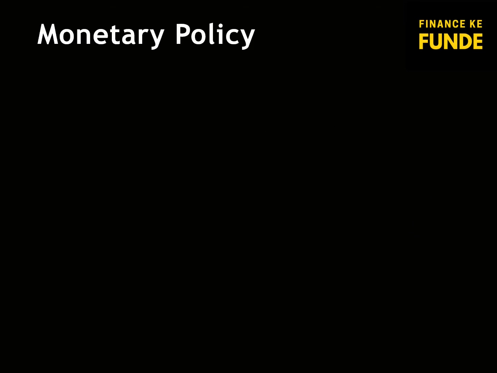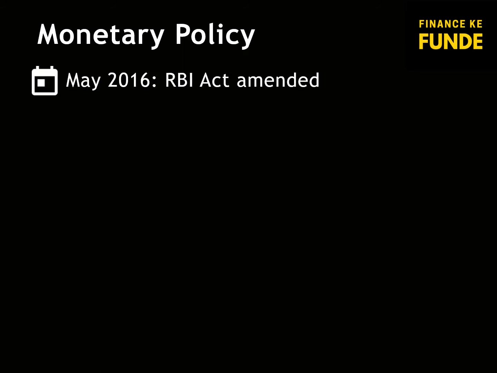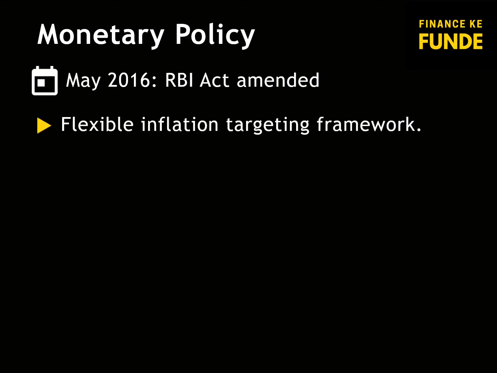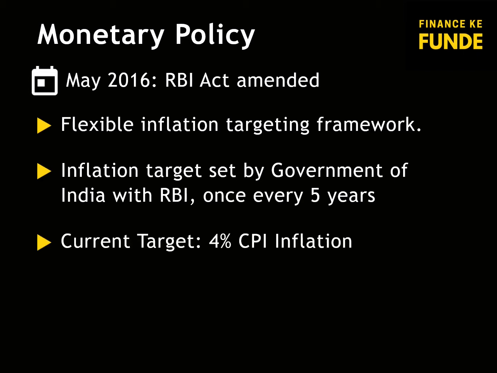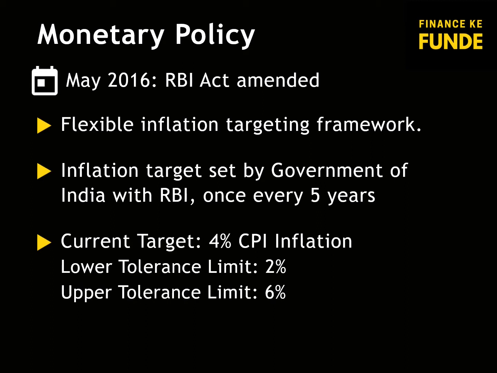How did the monetary policy as we see it today come into existence? In May 2016, RBI Act was amended to provide for flexible inflation targeting framework. The inflation target is set by the government in consultation with RBI once every 5 years. Current policy targets inflation at 4% in CPI terms. There is also a 2% tolerance limit above and below. Hence, RBI aims to keep the inflation between 2% to 6%.